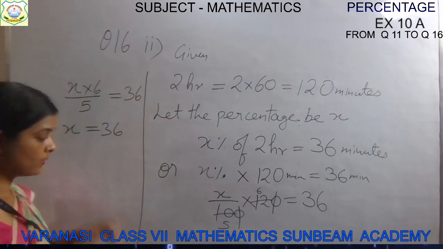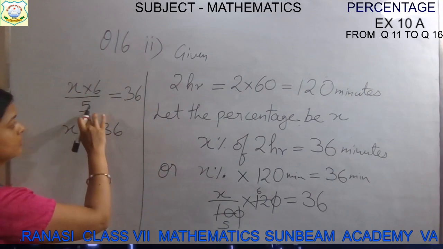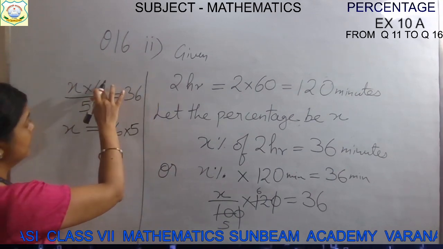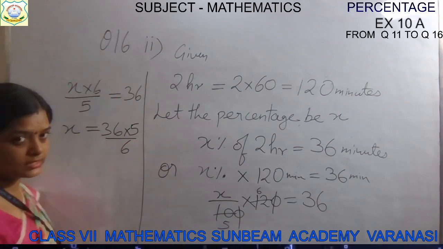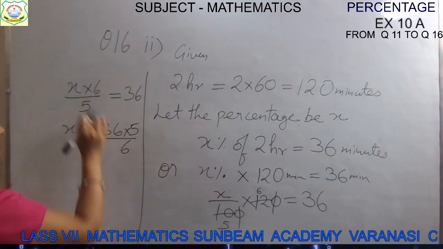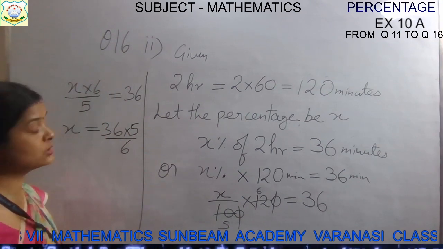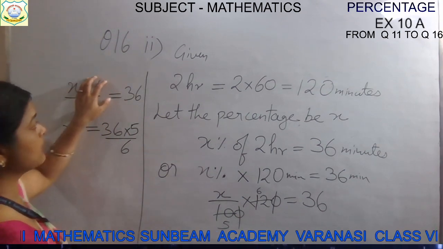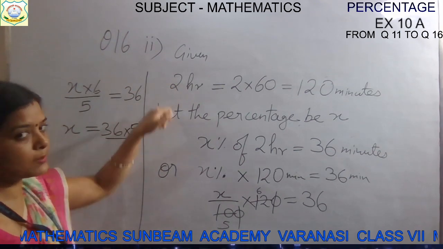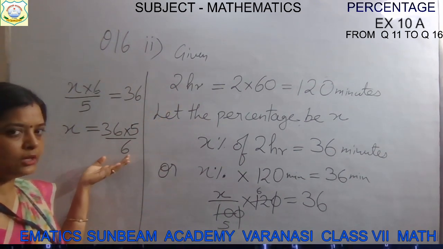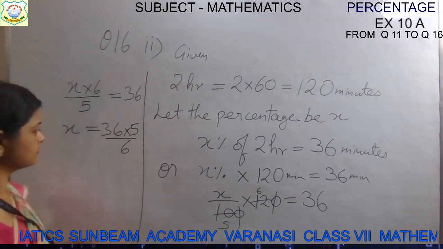Best way, okay, if it is in multiplication: 5 will go to that side and multiply with the numerator, and 6 will come down for division. Sometimes the students take it directly as 36 divided by 6 by 5 and solve it. That is also correct. Ultimately you will get this value.